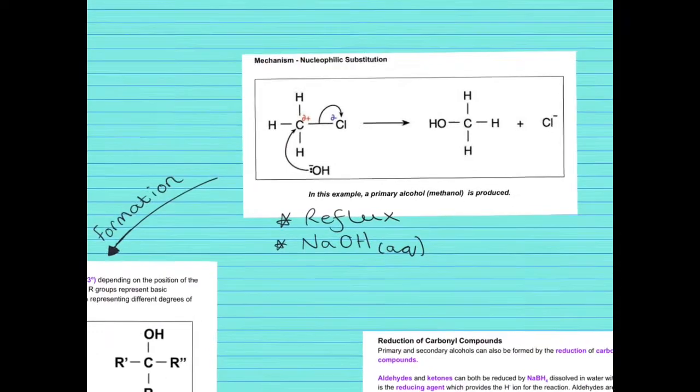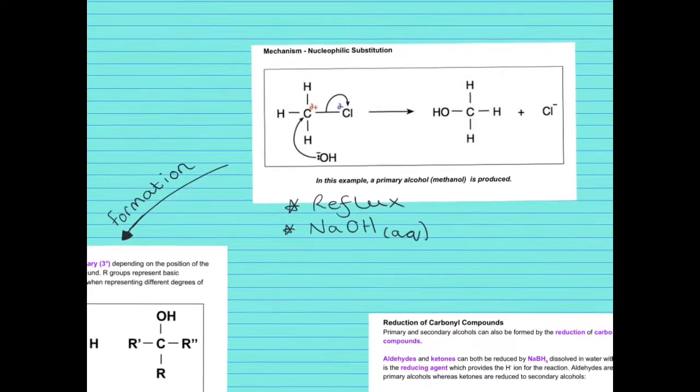The formation of alcohols can come from halogenoalkanes. So an alkane, just a carbon, hydrogen hydrocarbon, with a halogen added to it. This is just a chlorine one. You could have bromine or iodine. This is a nucleophilic substitution, so you're substituting the halogen for an OH group or hydroxy group.